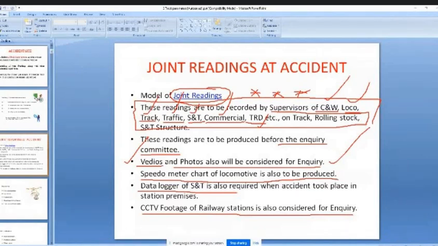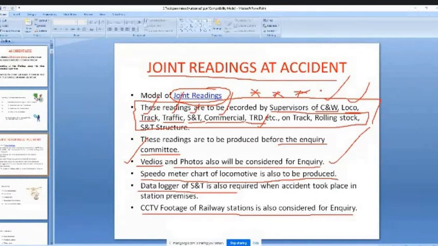So joint readings play a vital role in the case of an accident. Joint readings means the set of readings on the track. For example, gauge is how much, cross level how much, degree of a curve how much. So many items, based on the location of the accident or where the derailment happened, on points and crossings. Then joint readings will change. So joint readings are not common in all places.